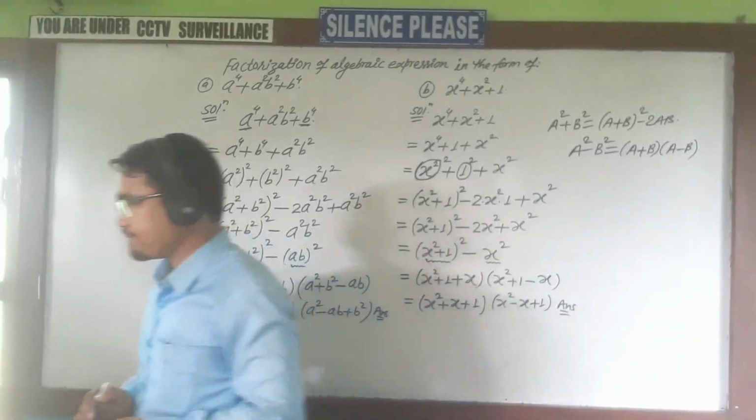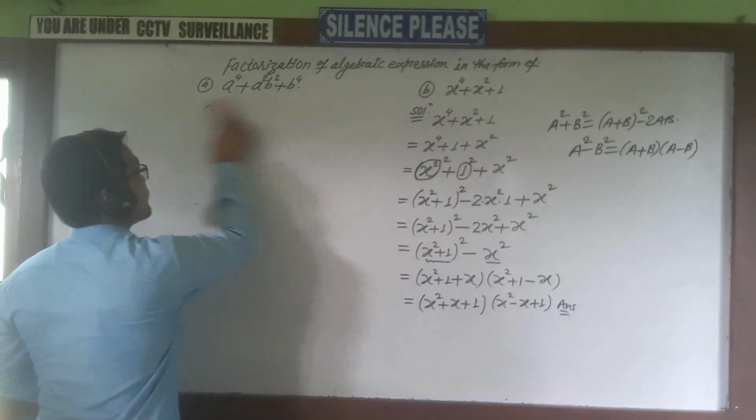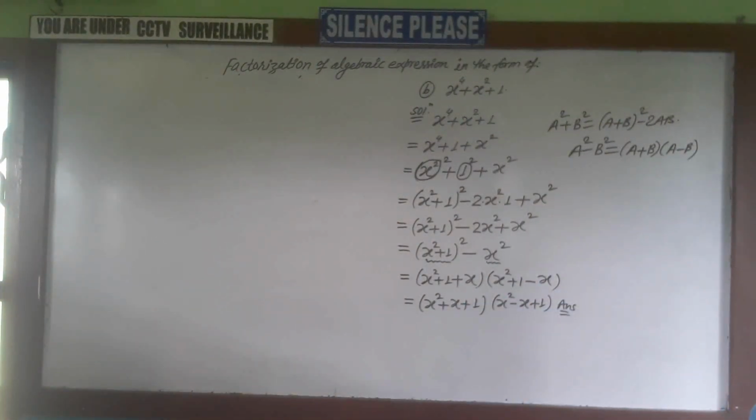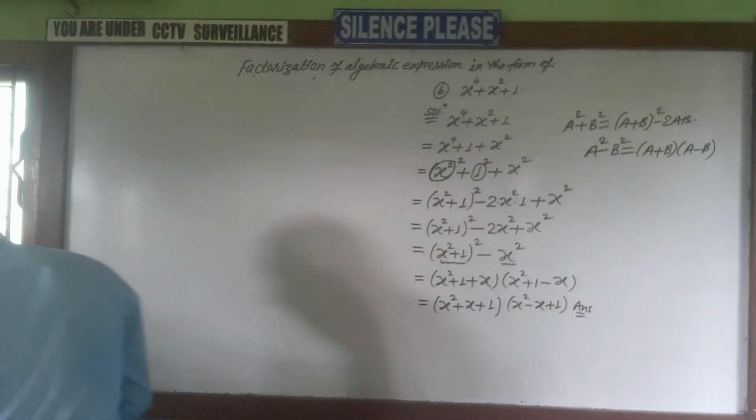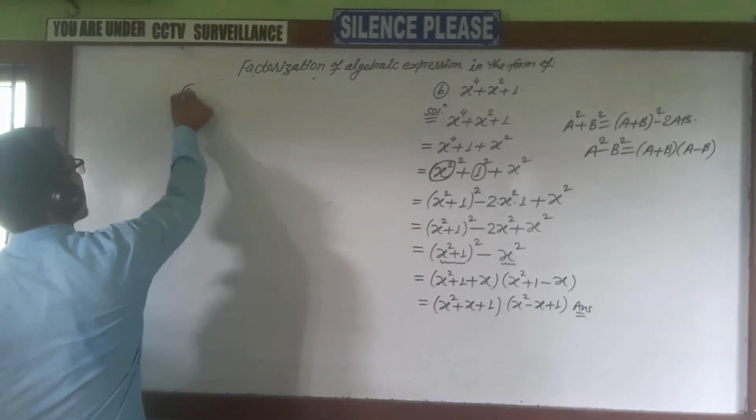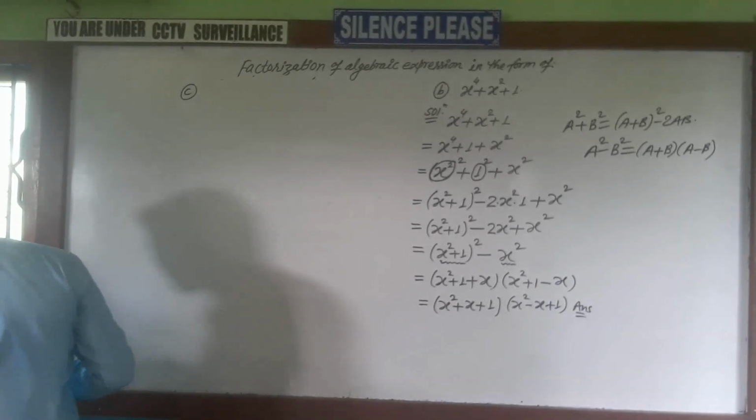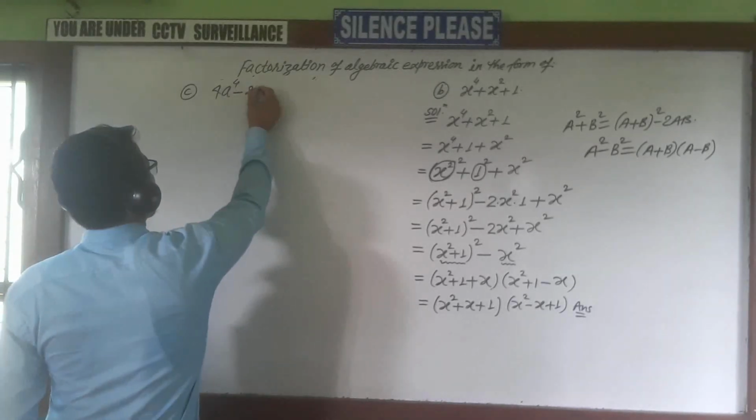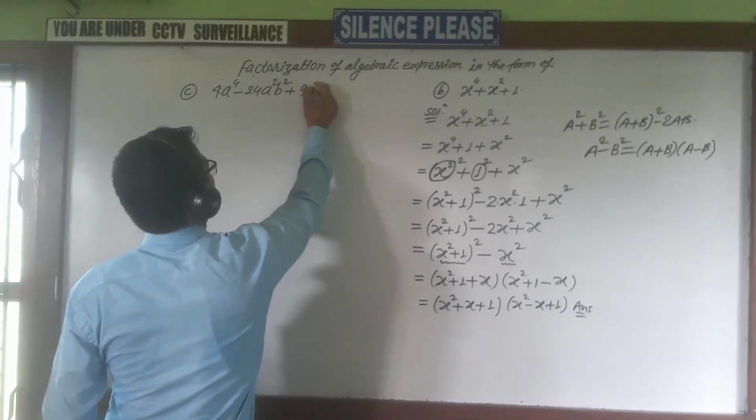Again, I take one more example here. Next example here, one question: 4a power 4 minus 24a square b square plus 9b power 4.